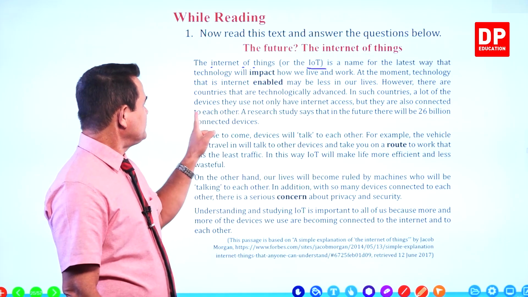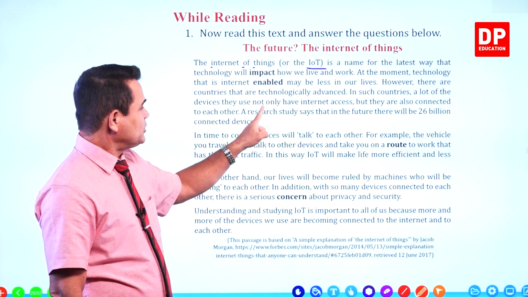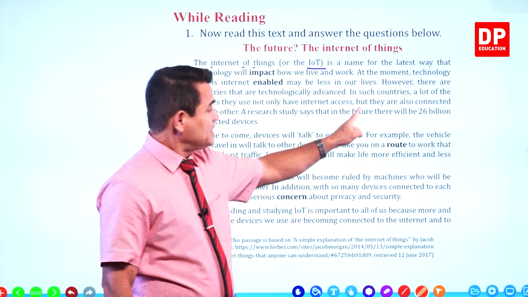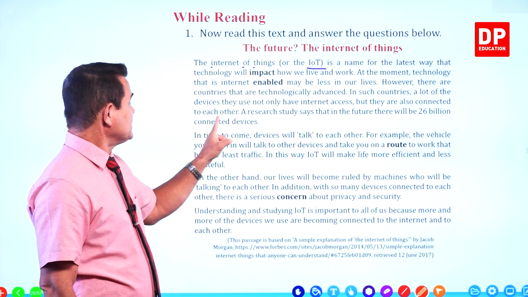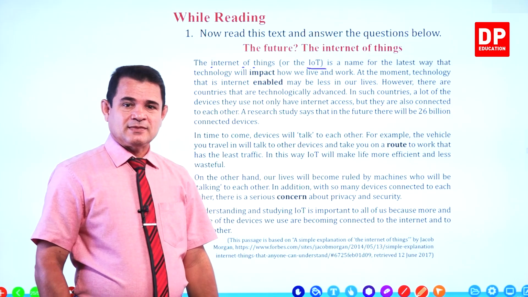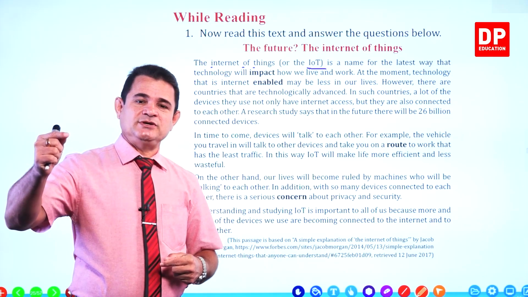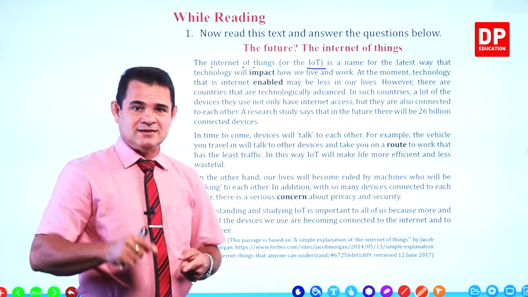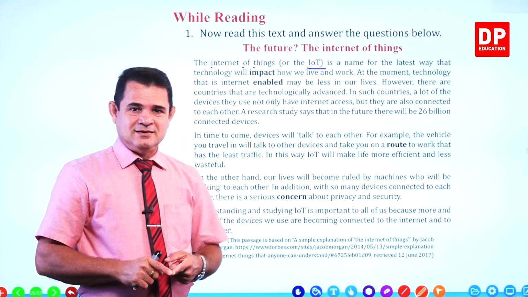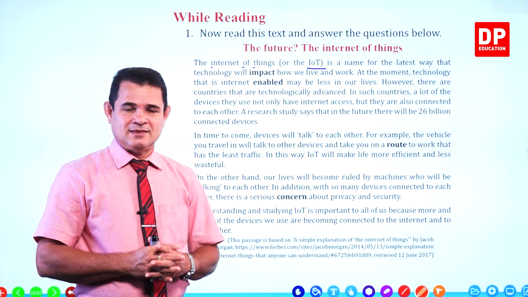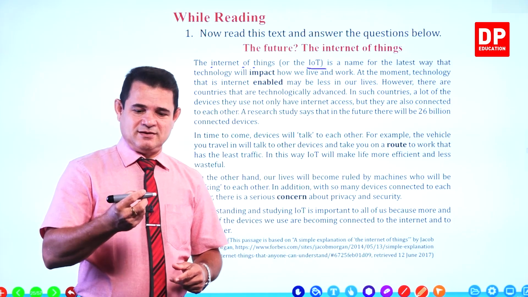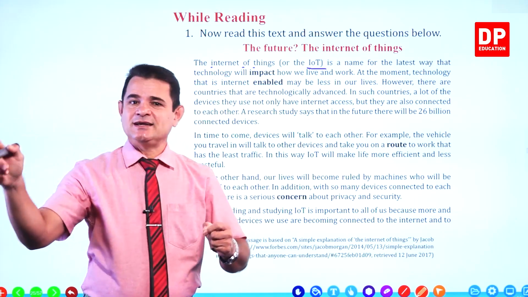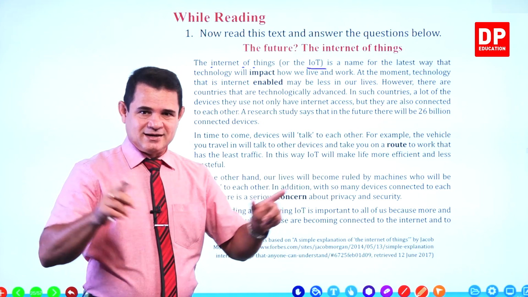In such countries a lot of the devices they use not only have internet access, විතරක් නෙමෙයි, but they are also connected to each other. They have access to internet තියනවා විතරක් නෙමෙයි, ඒවා එකිනෙකට සම්බන්ධයි. Right, so see the way, even maybe a pen will have internet access and they are also connected to each other, ඒවත් එකිනෙකට සම්බන්ධයි.